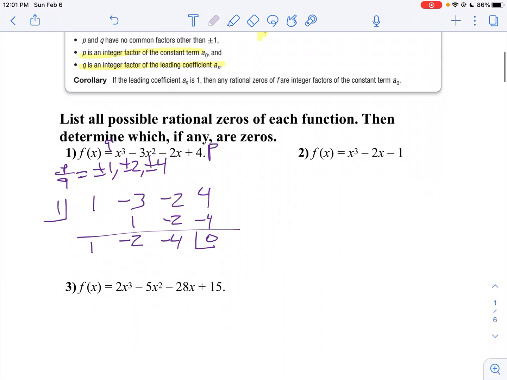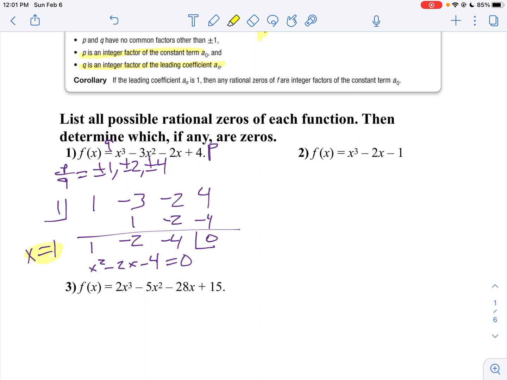Then I've got a quadratic. So I've got x squared minus 2x minus 4. That does not factor, does it? I can't find two numbers that multiply to negative 4 and add to negative 2. So my other ones are going to be irrational. So I only have one rational root of this polynomial, and that's x equals 1.